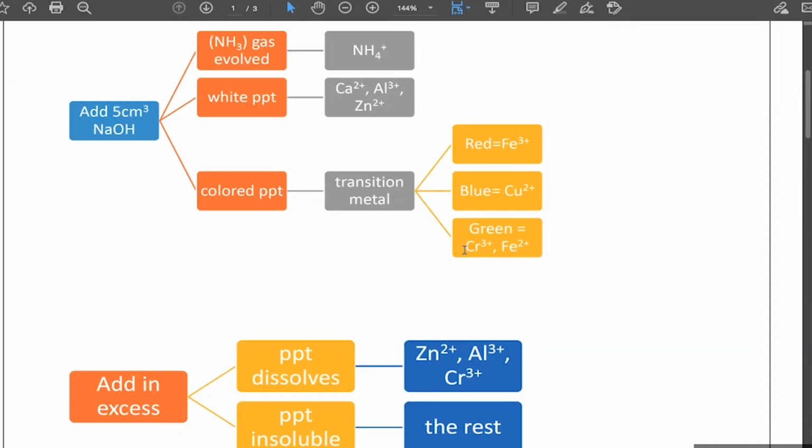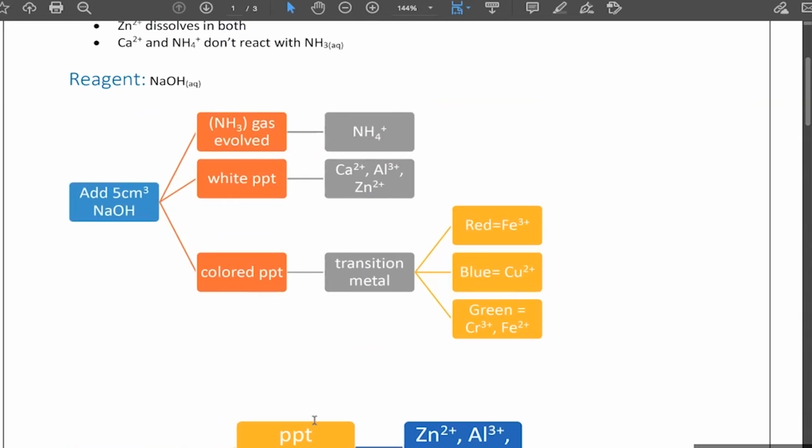Similarly, in the green category, we had two options: chromium 3 and iron 2. But now, after adding it in excess, we can see that chromium 3 has dissolved. So the one that did not dissolve is definitely iron 2. Based on this, we have been able to identify which one of these ions we have at hand. Of course, we still do not know which one is zinc and which one is aluminium. That is one thing that we are not sure about as yet.